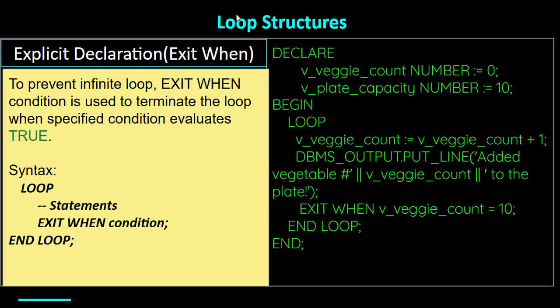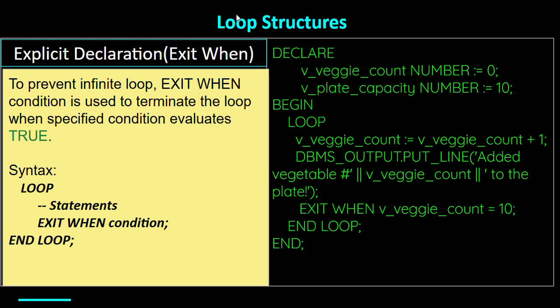Here, we are using exit when veggie count is 10. So the moment veggie count increments to 10, the loop will exit after the veggie count value is 10, and it will not go infinite.